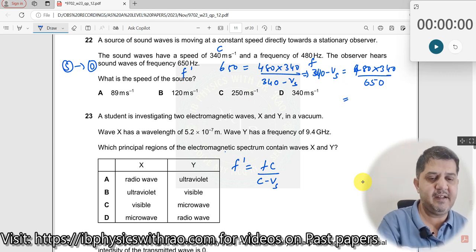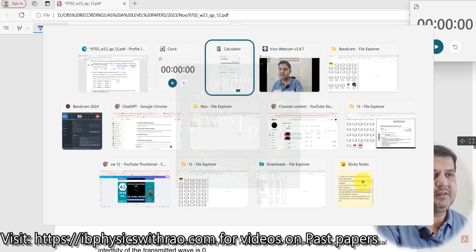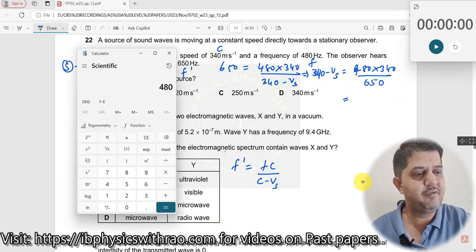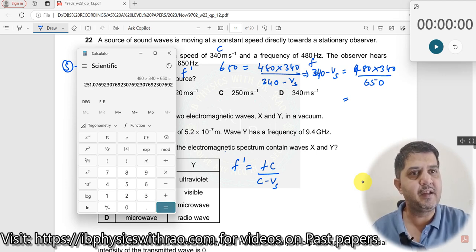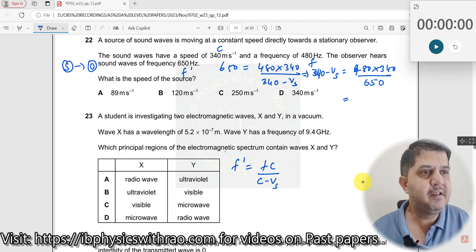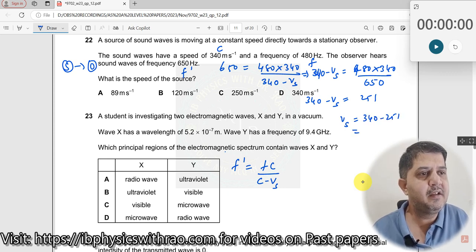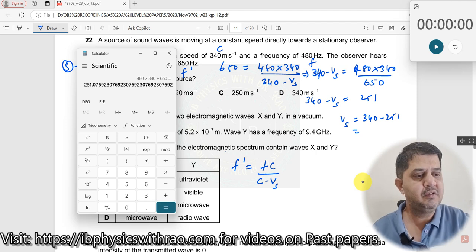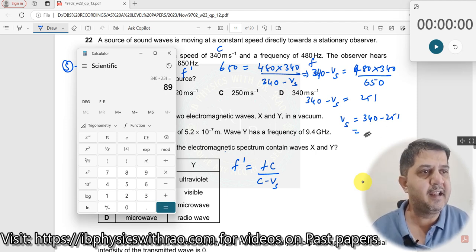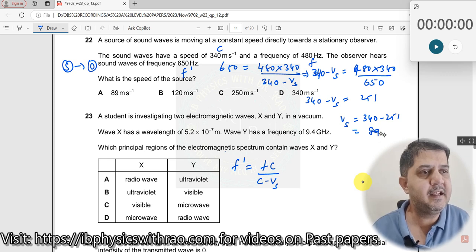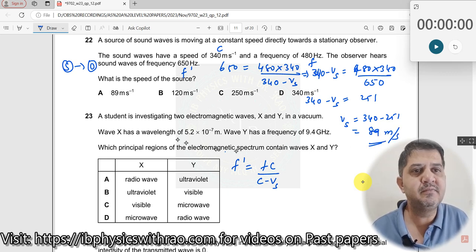So let me calculate this value. I have 480 times 340 divided by 650. How much do we get? 251. So 340 minus Vs is equal to 251. Vs should be 340 minus 251, which is equal to 89. 89 meters per second. The answer is here.